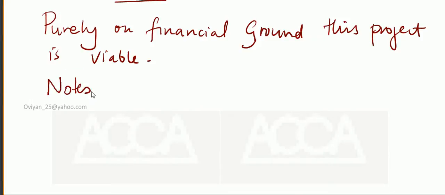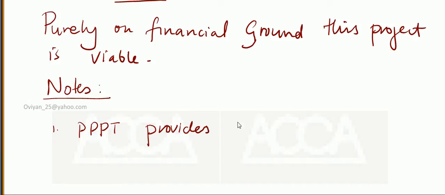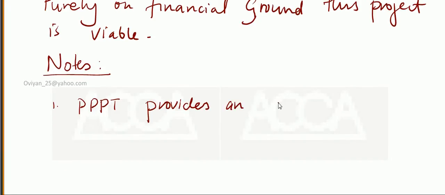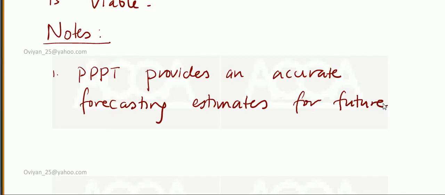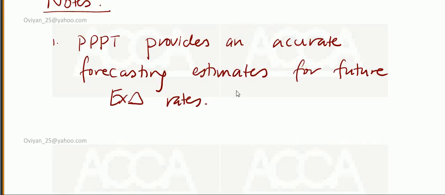Now the next thing you have to write, still in part A of the question, is the notes. Some notes to the assumptions. First thing we're going to write here is that PPPT provides an accurate forecasting estimates for future exchange rates. So PPPT is the best way of estimating. This is the assumption that we're going to make.